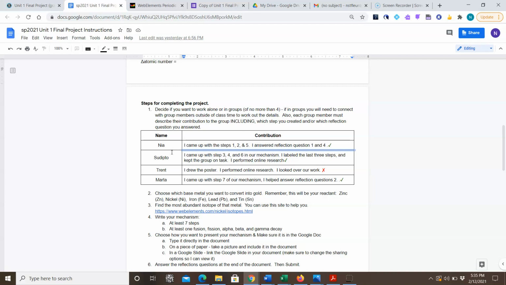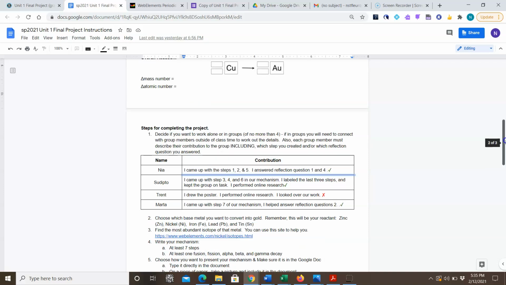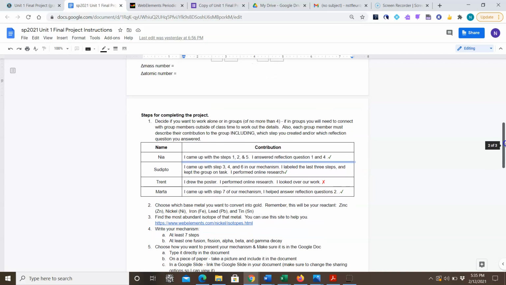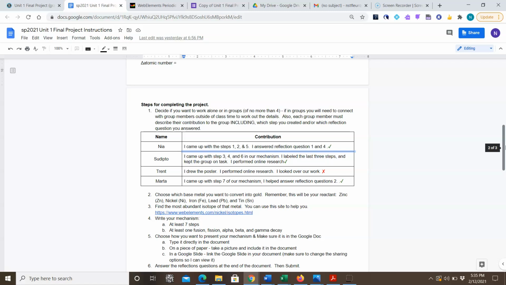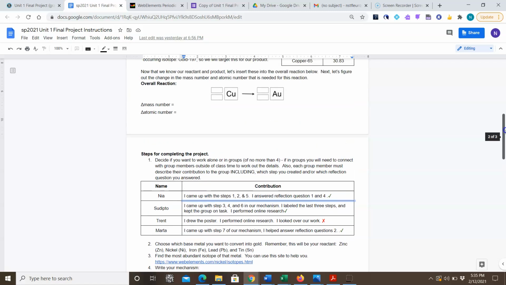However, I also think that this is a good reaction to collaborate on, especially when it comes down to figuring out steps and discussing that as we've done in class. So that's the reason why I'm opening it up for group work. But essentially, you could do this on your own if you wanted to as well. It's totally up to you.